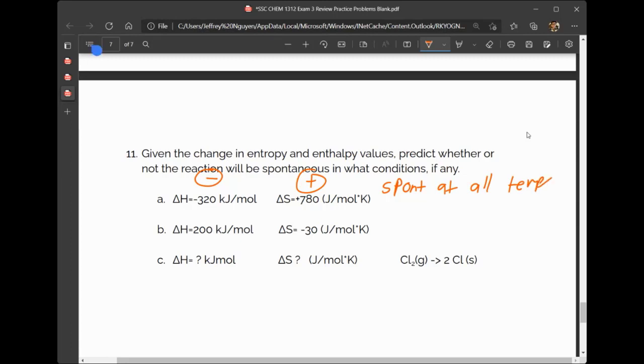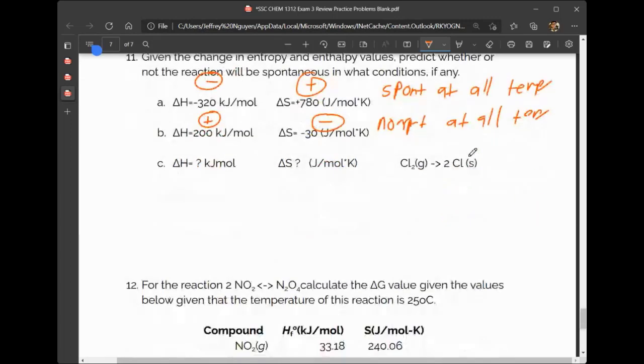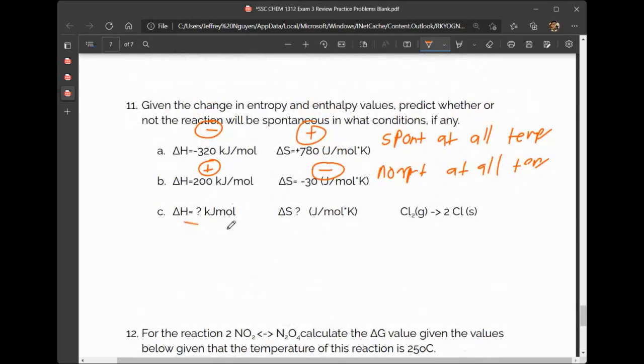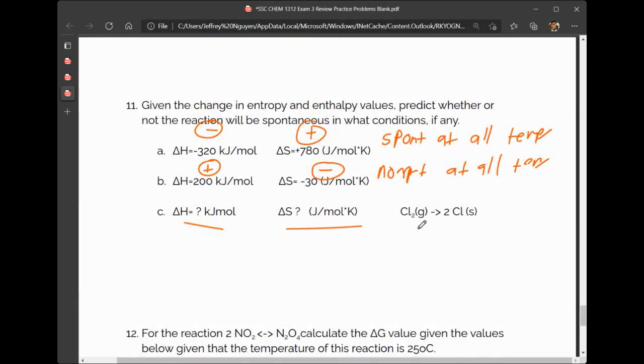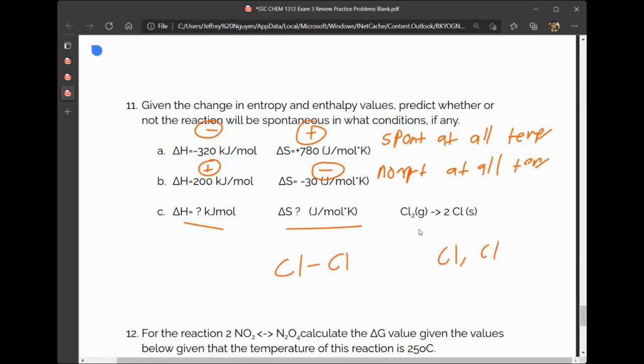And then if this is a positive delta H, and delta S is going to be negative, so when you have a positive delta H and a negative delta S, you get non-spontaneous at all temperatures. Okay, so we don't know the delta H and delta S for that. So let's take a look at those. We have Cl2 to Cl, and then we have Cl and then Cl.